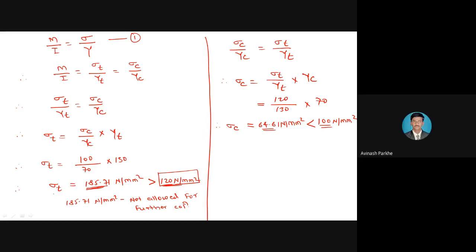So if I have calculated sigma t, one value I got 185, another value I am having 120. Therefore, out of 185.71 and 120 Newton per mm square, sigma t I will finalize as 120 Newton per mm square for further calculation. Sigma c, one value I am having 64.61. Another value is given in the statement, 100 Newton per mm square. Out of that, I have to take the minimum sigma c value, that is 64.61 Newton per mm square.